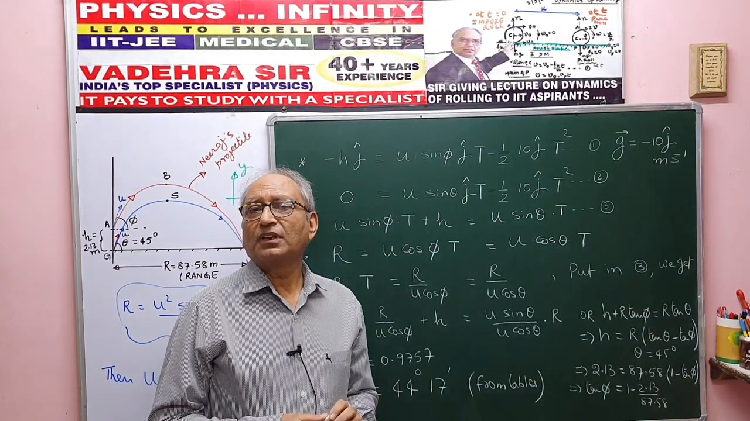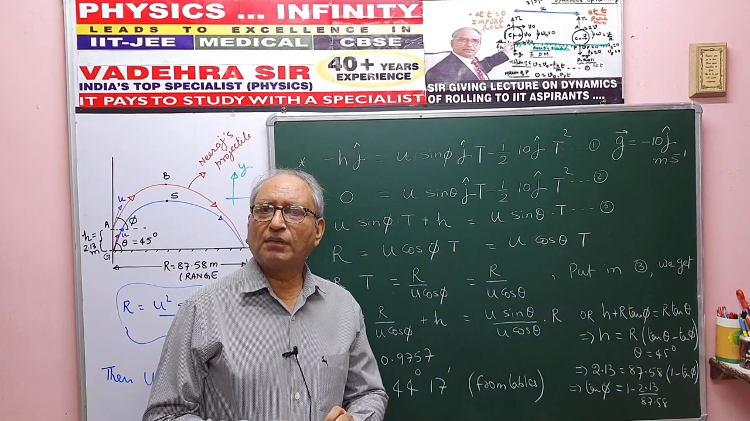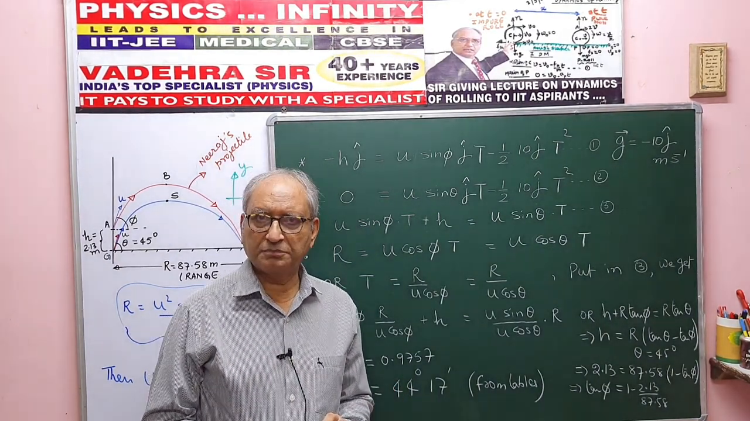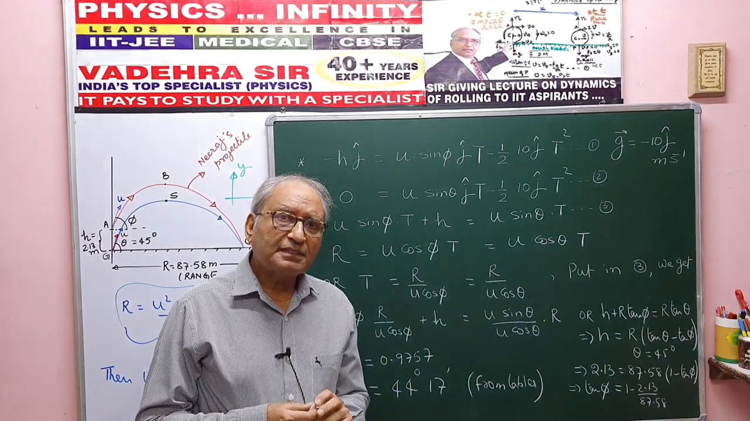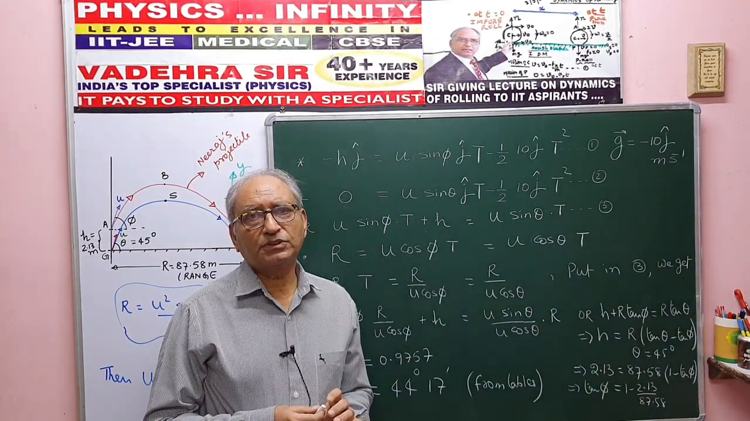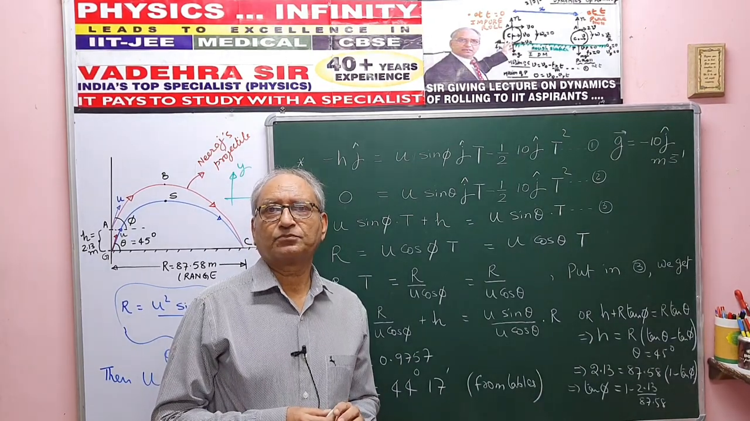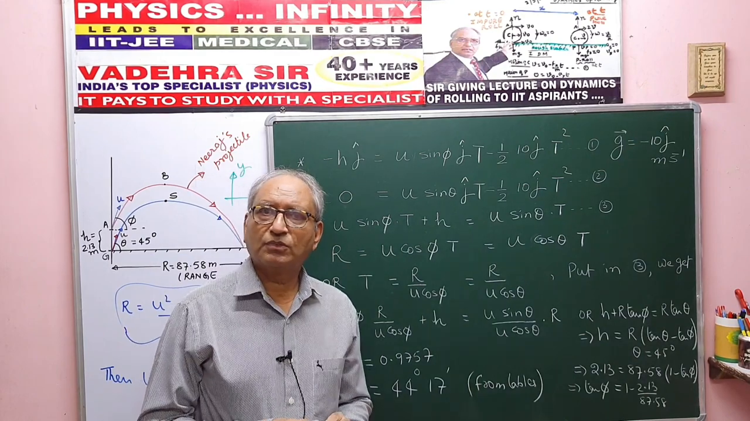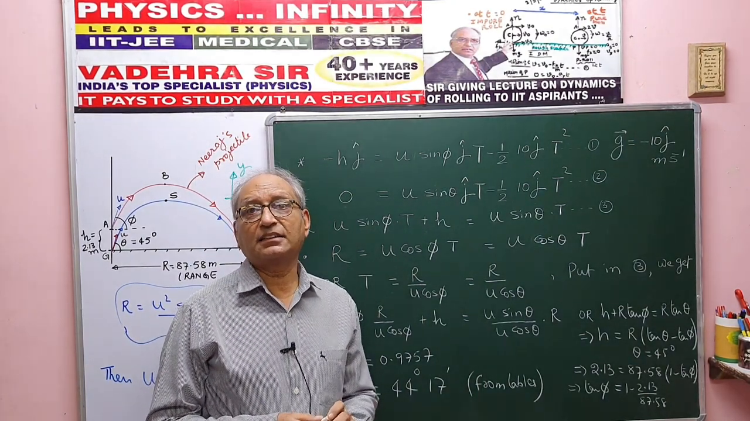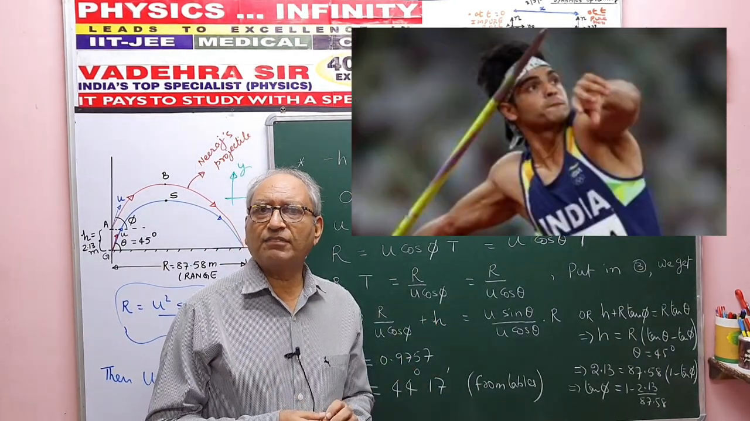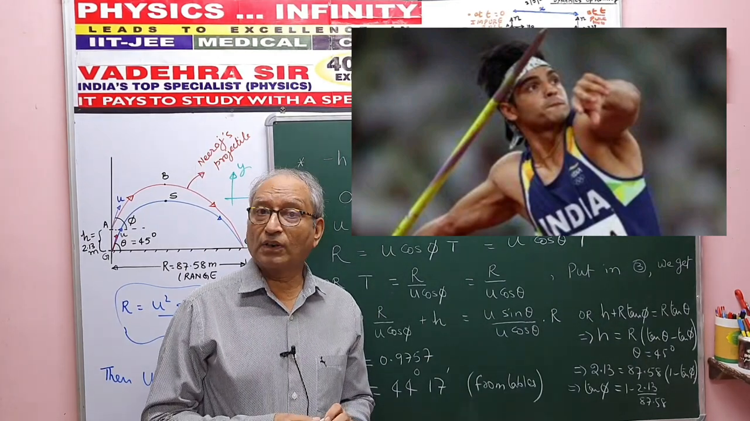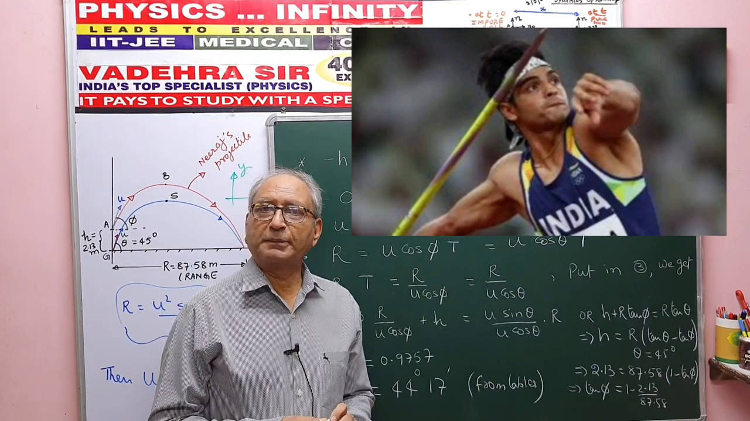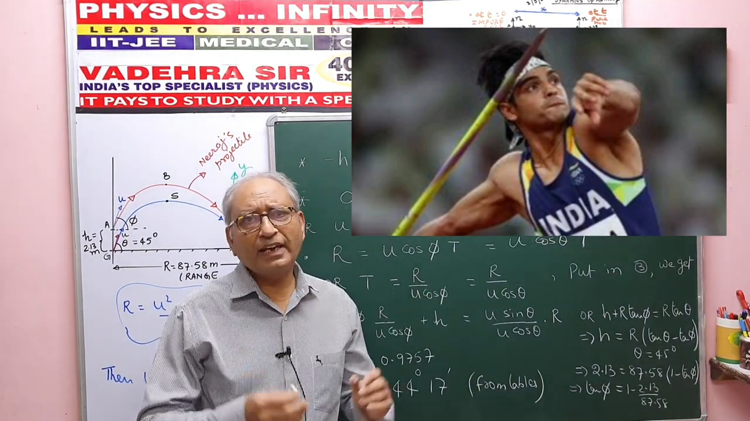We are going to investigate his throw from our knowledge of the projectile motion that we normally learn in physics. The purpose here is to calculate, from physics knowledge, what is the initial velocity with which he launched the projectile, the javelin, and at what angle he launched that projectile in order to obtain the gold for India. So here you are.